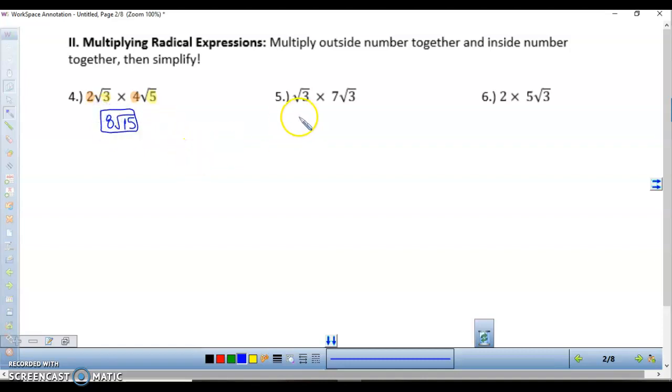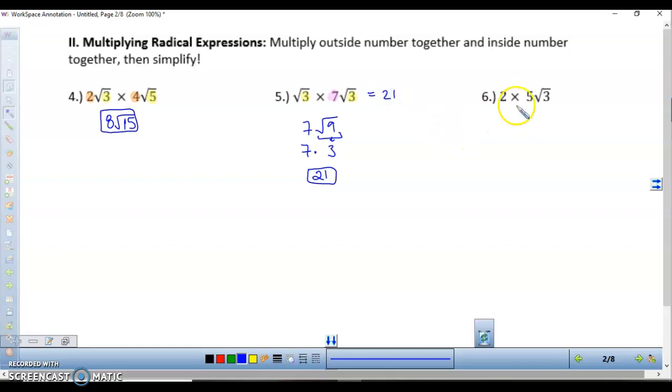That's in simplest form. All right, now this one. The inside numbers are 3 and 3. The outside number is the 7. When I multiply these together, there's only one outside number, the 7, and what's inside is 3 times 3, which is 9. Now this one can break down further because we know that the square root of 9 is just 3. And 7 times 3 is 21. So root 3 times 7 root 3 is 21.